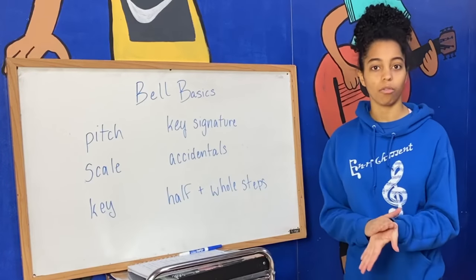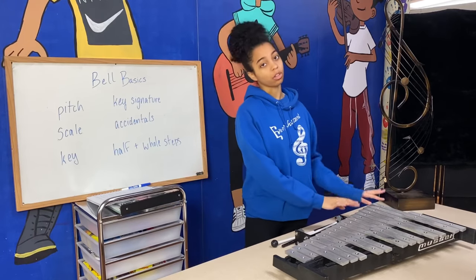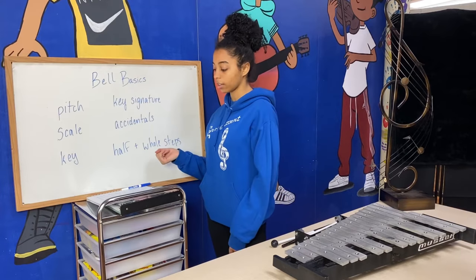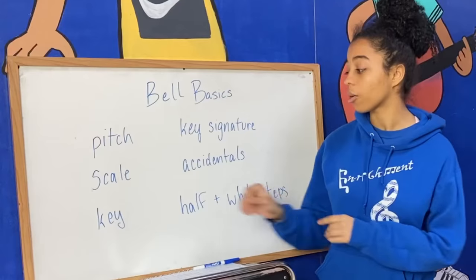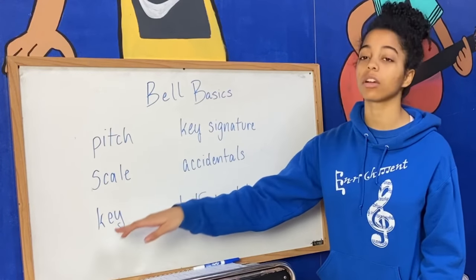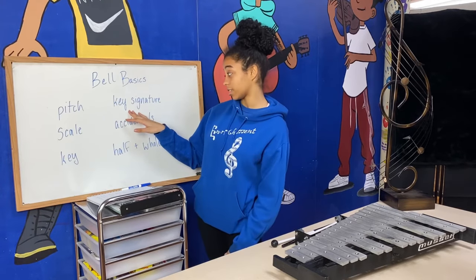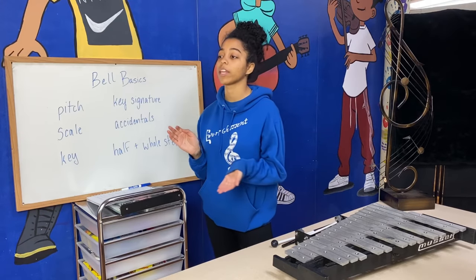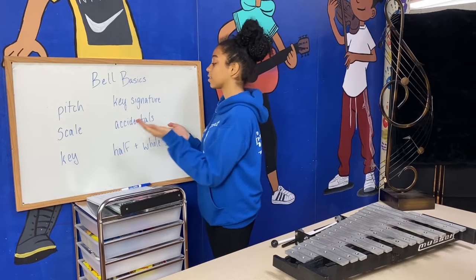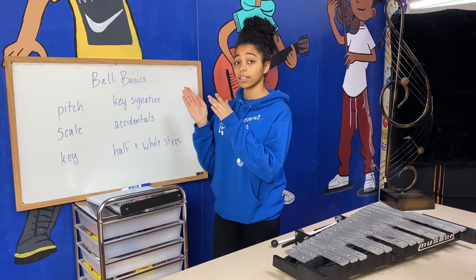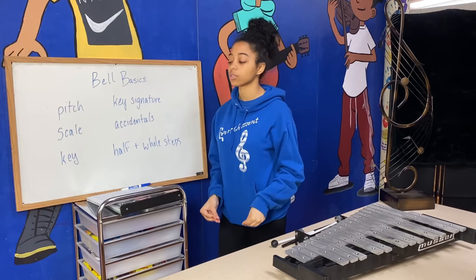So a quick recap of what we went over in this video. We defined pitch, which is how high or low a note is. We defined what a scale is, and that is seven notes and a repeat of our bottom note. Now remember our starting note, that bottom note, is our key. And our key is our home base note. And that leads us to key signature. A key signature determines how many sharps and flats are in a scale. And our sharps and flats are our accidentals. Accidentals are raised a sharp or lowered a flat. Those are our raised and lowered notes.